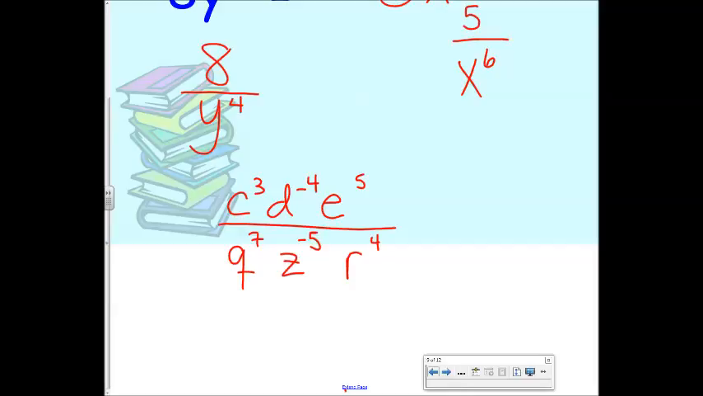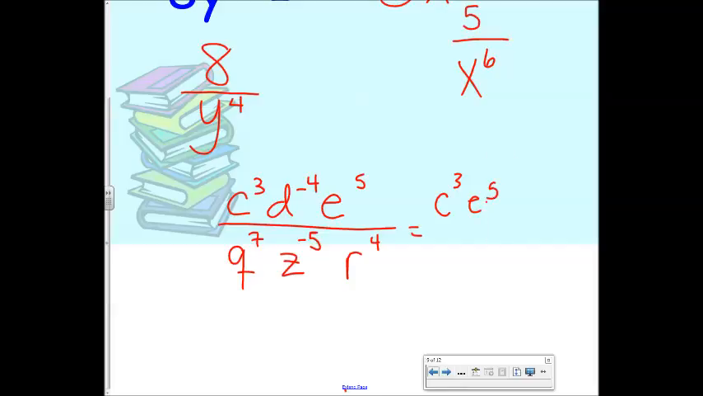So does the C move? No, so it will still be where? On top. Does the E move? No, so I've got C to the 3rd, E to the 5th. Oop, not E to the F. E to the 5th. And then on the bottom, what stays on the bottom? Q and R to the 4th.